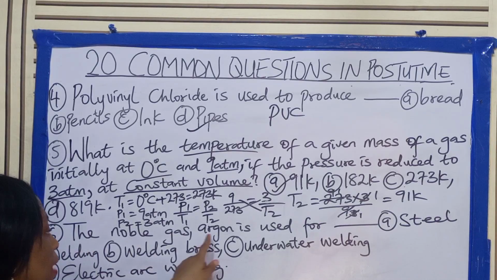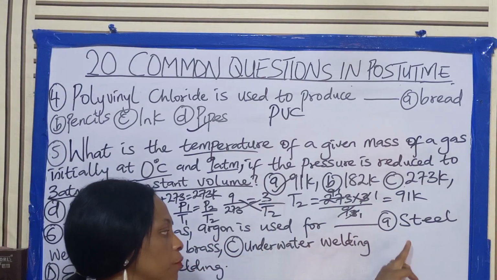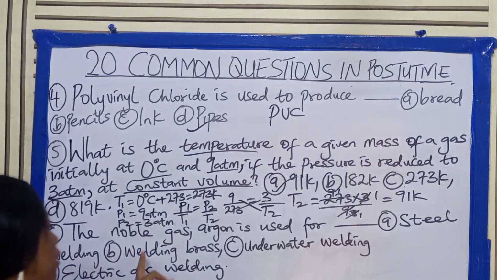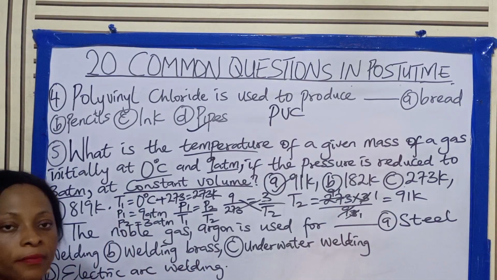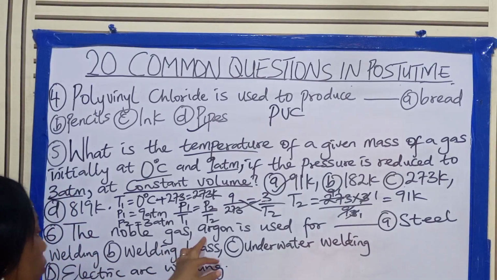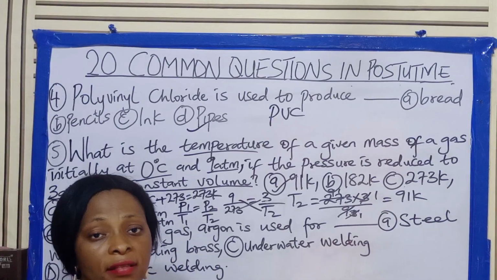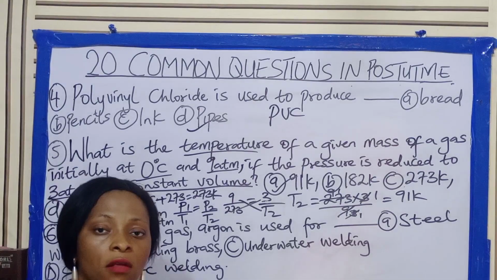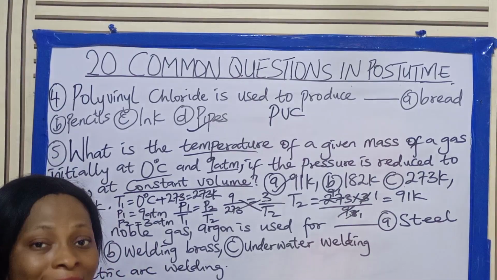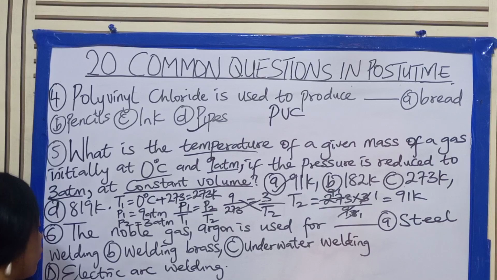Number 6, the noble gas argon is used for dash: steel welding, welding brass, underwater welding, electric arc welding. Generally, noble gases are known not to react. They are chemically stable. As such, they do not react. Hence, argon is generally used in electric arc welding.